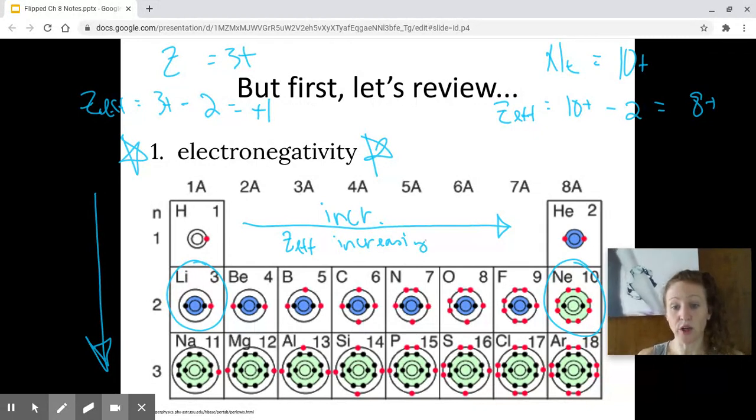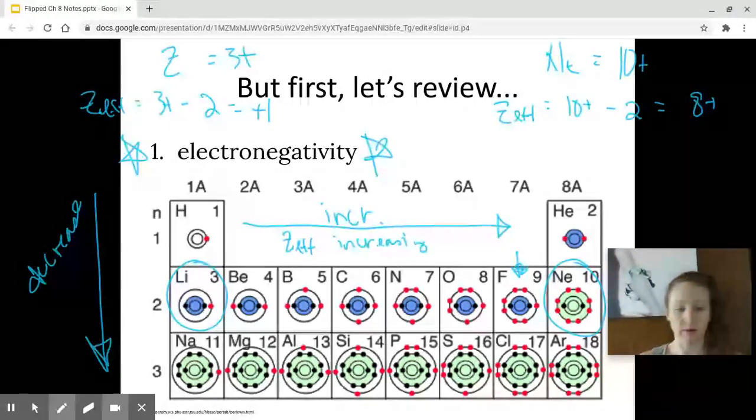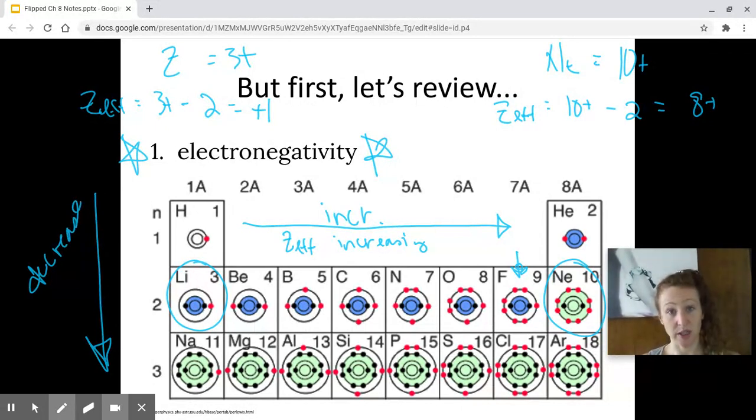Fluorine has one of the highest electronegativities on the periodic table, certainly for its own row, because it has such a high nuclear charge compared to others in its row. Left to right, electronegativity is going to decrease. And this also has to do a little bit with atomic size.